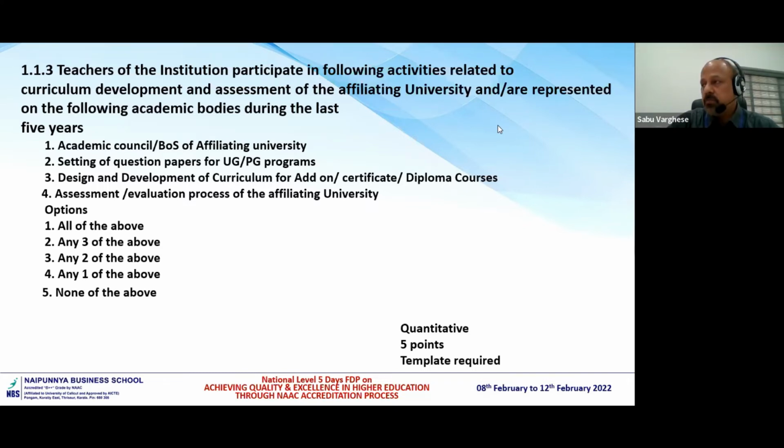And the last one, most of the time, the university may be calling you for the assessment evaluation process. But other things may not be easy. It was not easy for us to be a part of the academic council of the university. So it's not easy to score a lot of marks. When we say all of the above for the last 5 years, yes, we can get full marks.